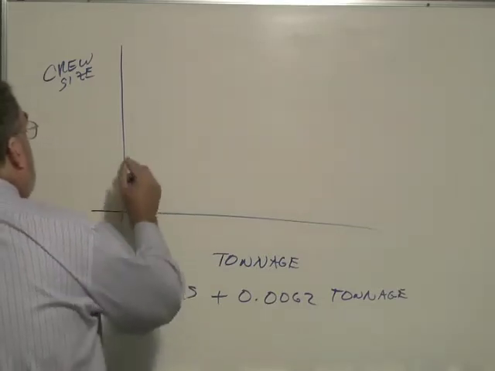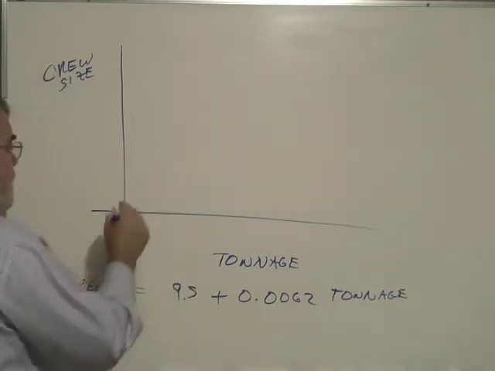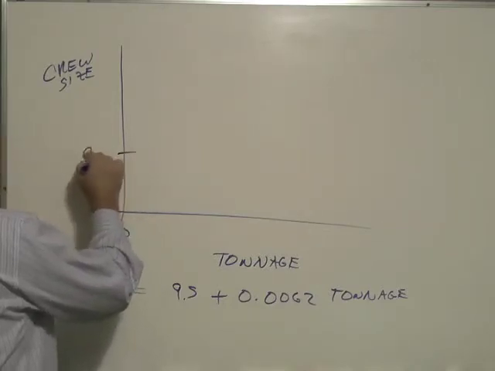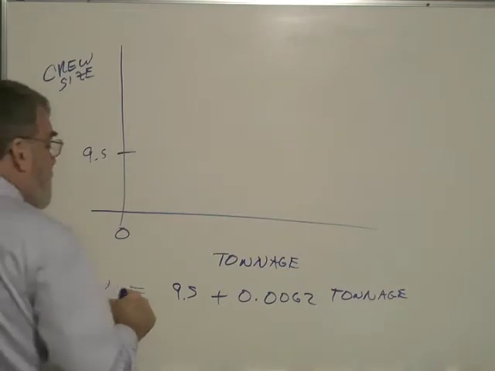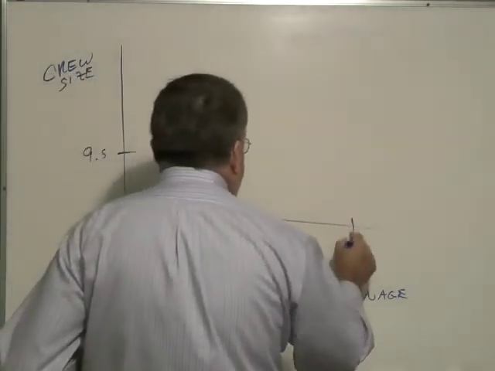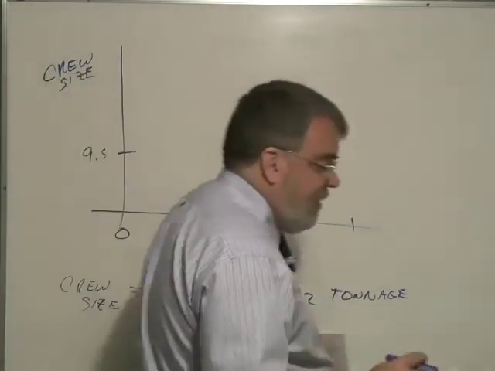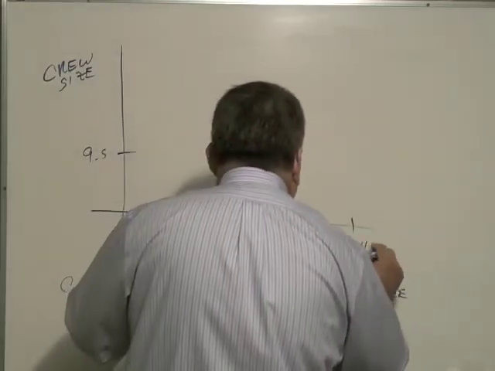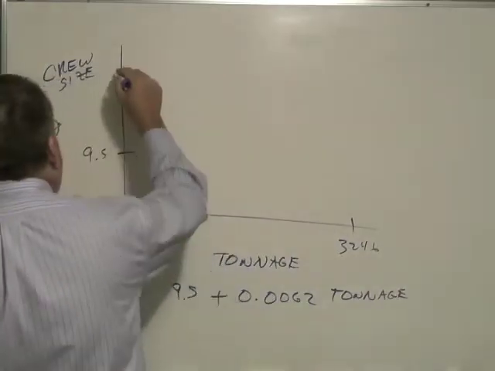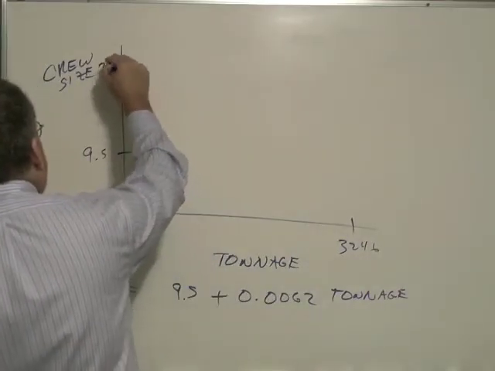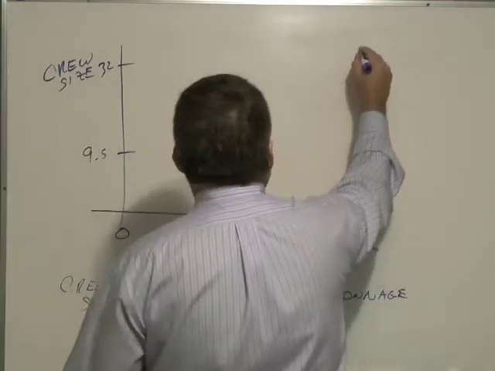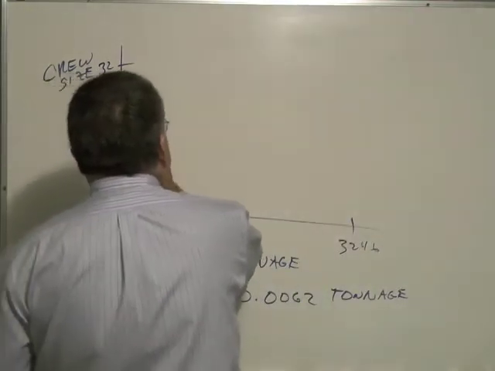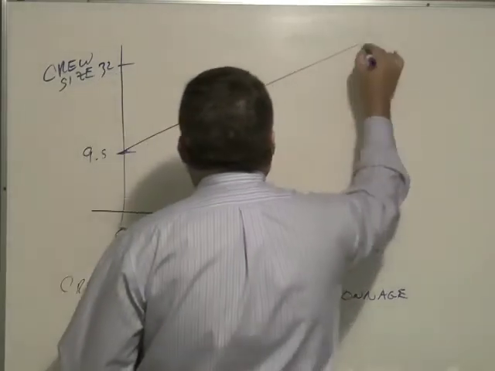And by the way, what does it look like? Well, for a boat with no tonnage, they expect a crew of 9.5 guys to run it. And then over here, this was what? The highest they had was 3,246 tons. And highest crew size went up to 32. Now I don't know if that particular ship had 32 guys on it. But anyway, the regression line looks like this.